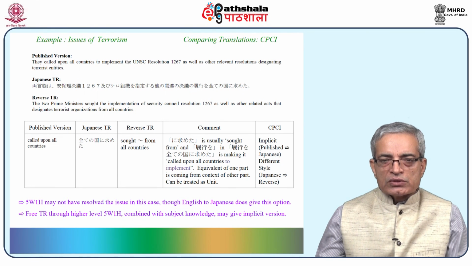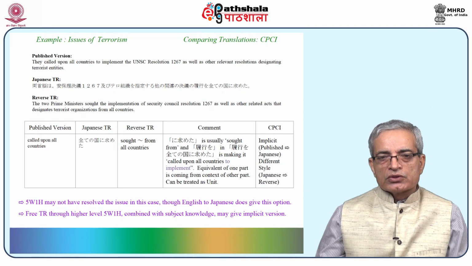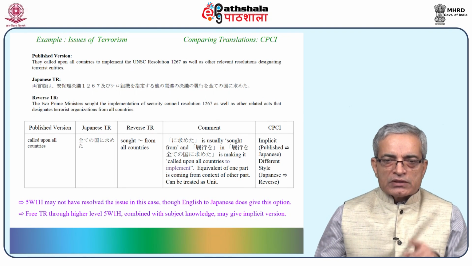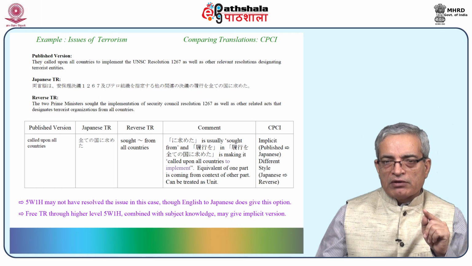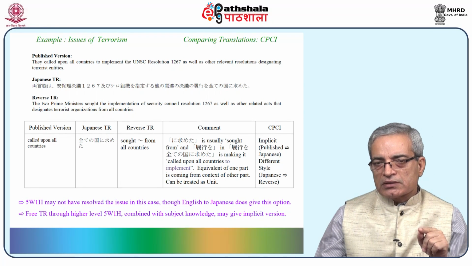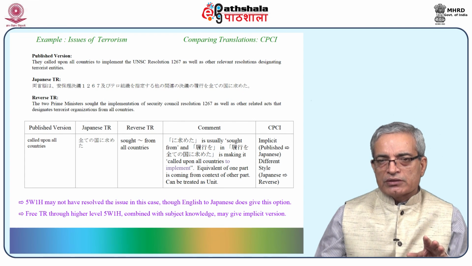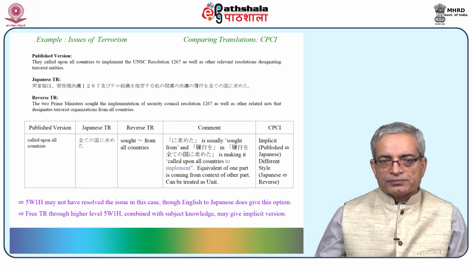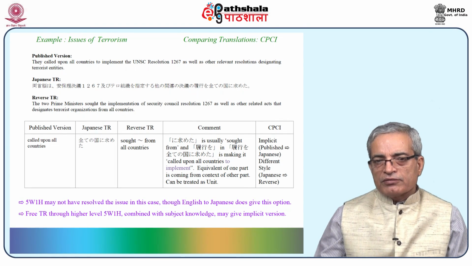So ni motometa is usually "sought from", and Riko o in Riko o Subete no kuni ni motometa is making it "called upon all countries to implement". What is the equivalent of one part? Okay, the equivalent of one part is coming from the context of the other part, and therefore it can be treated as a unit, implicit at the unit level. So 5W1H may not have resolved the issue in this case.